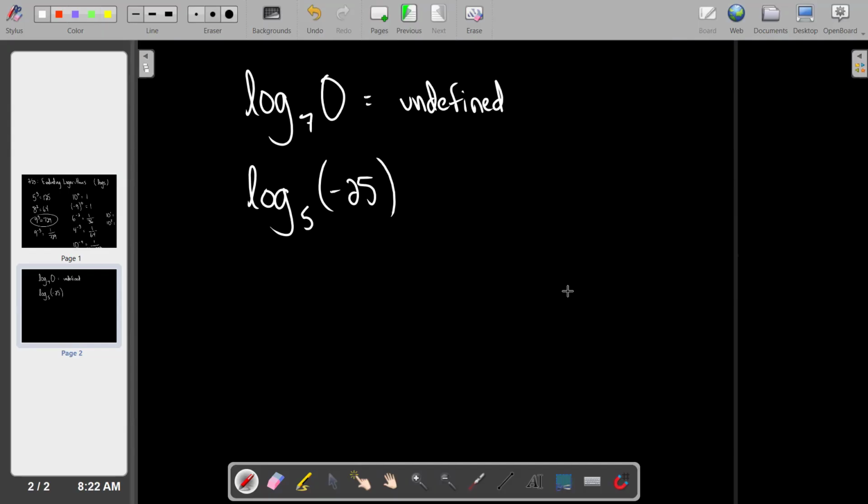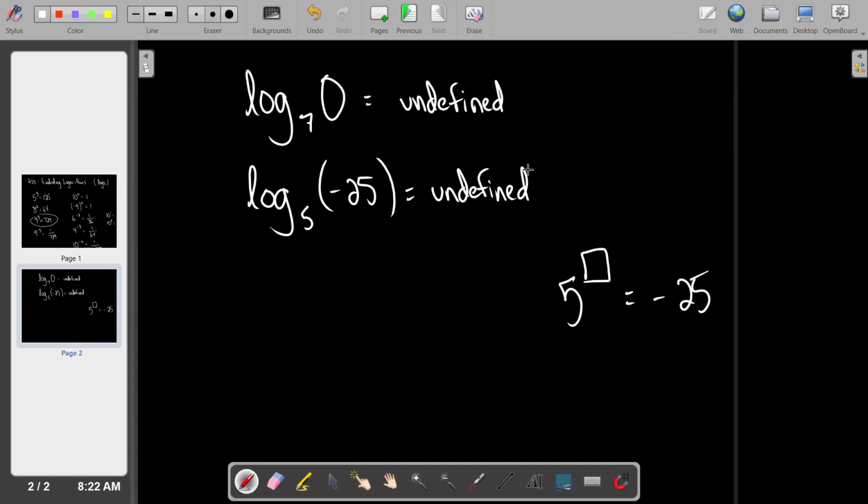5 to what power equals negative 25? It is also undefined. And hopefully, we didn't have to take that long that time to cross that bridge. Again, think about it all you want. Raise 5 to whatever power you want. I don't care. If you raise 5 to a positive power, it's going to get bigger. If you raise 5 to the power of 0, it's going to equal 1.